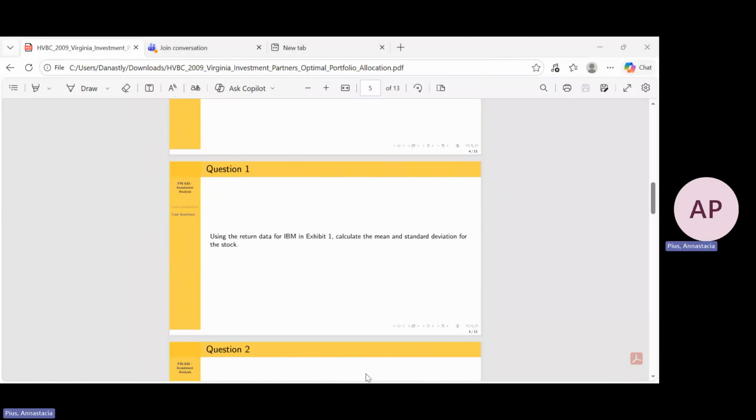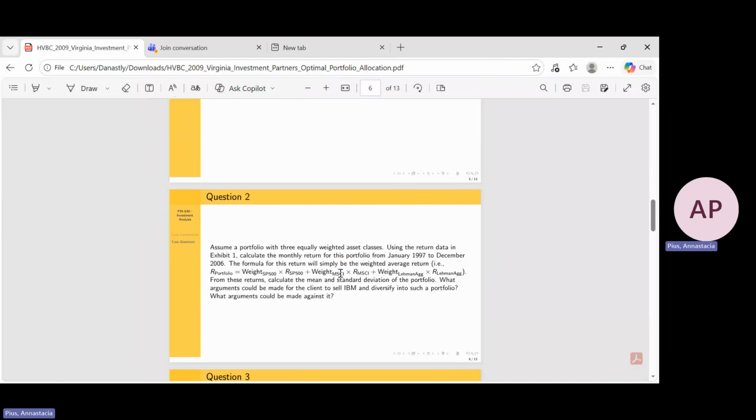So on top of that, we went ahead to look at question 2. The second question was, we need to assume a portfolio with 3 equally weighted asset classes using the return data in Exhibit 1, and calculate the monthly portfolio returns. From these returns, we were required to calculate the mean and standard deviation of the portfolio. And there was a question: what arguments could be made for the client to sell IBM and diversify into such a portfolio, and what arguments could be made against it.